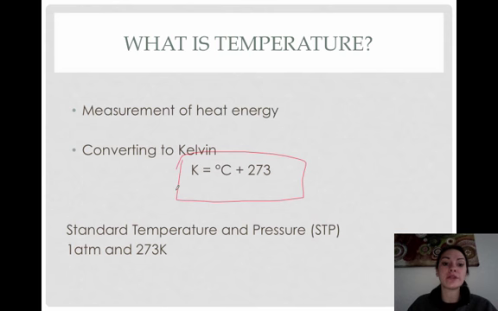So 0 degrees Celsius, which is our standard temperature, is going to be 273 Kelvin. Okay? So we sometimes operate at standard temperature and pressure, 1 atm, 273 Kelvin.